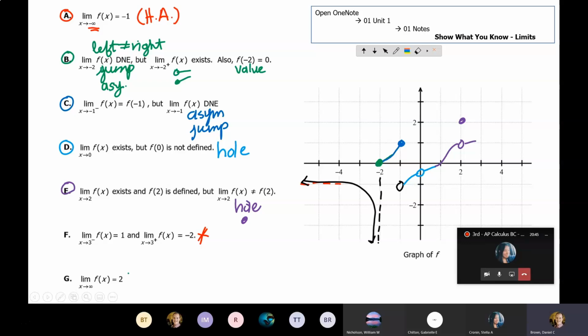It says the limit as x goes to 3 from the left is 1. So from the left is 1. It could be open or closed. And it says the limit as x goes to 3 from the right is negative 2. Could be a closed or an open circle. And then it tells me as x goes to infinity, that we're settling off at 2. So we have a horizontal asymptote, and it needs to settle off at 2. So this was my graph of f of x. Yours could look completely different, but of course, it has to meet those qualifications.